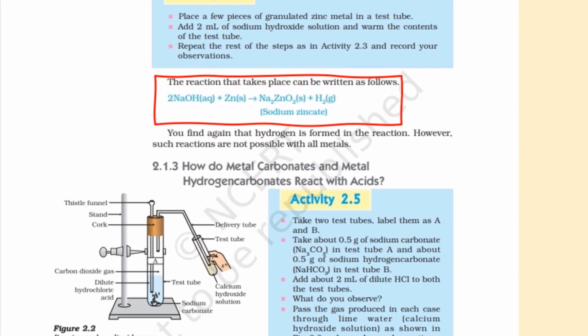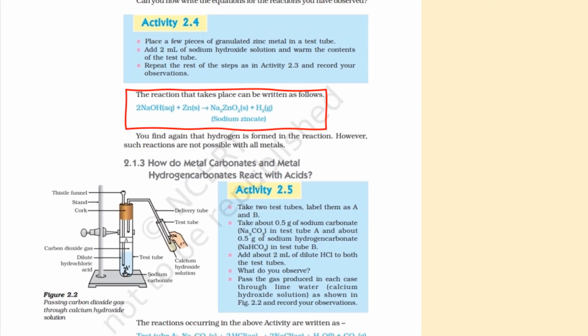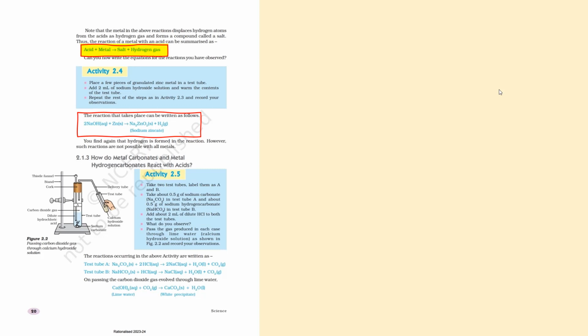Sodium hydroxide is a base. As you can see, OH is there. So if the aqueous solution of sodium hydroxide reacts with metallic zinc, which is a solid, it produces hydrogen gas and sodium zincate. Sodium zincate is a salt. So here in this case, a base reacts with a metal to form salt and hydrogen. Therefore, we can summarize that acid plus metal forms salt and hydrogen. Also, base plus metal forms salt plus hydrogen.